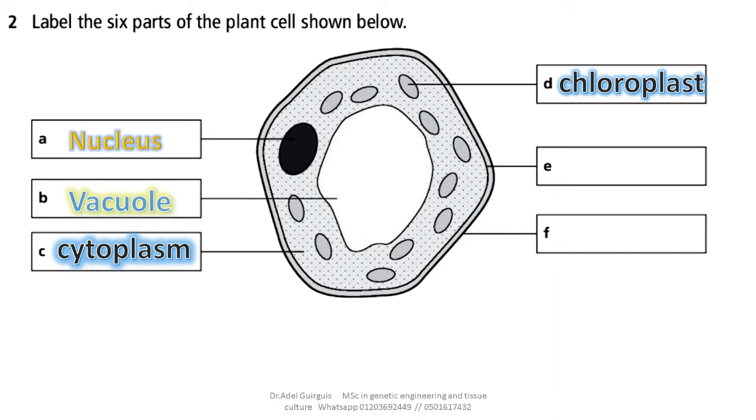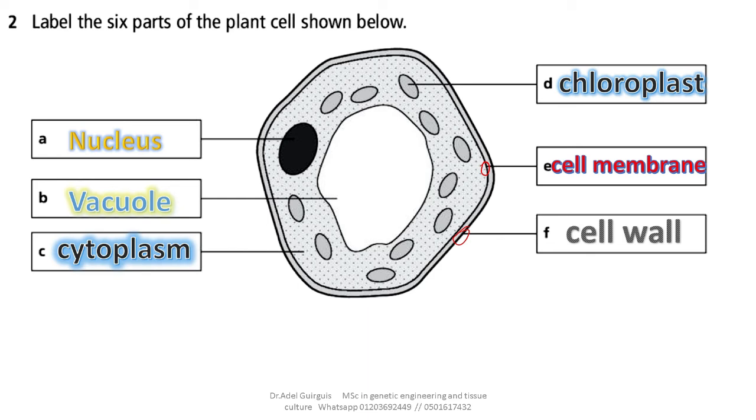Letter E, the inner line, is the cell membrane. This controls what enters and what exits the cell. It allows certain useful substances to pass through and prevents others from entering the cell. What about the outer line? This is the cell wall, made of cellulose. It supports the plant cell and gives it a definite shape.